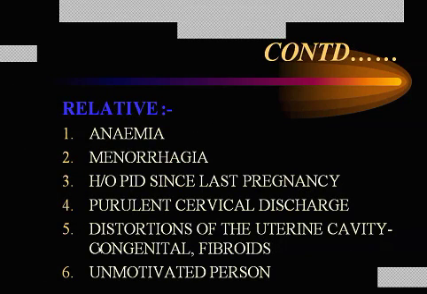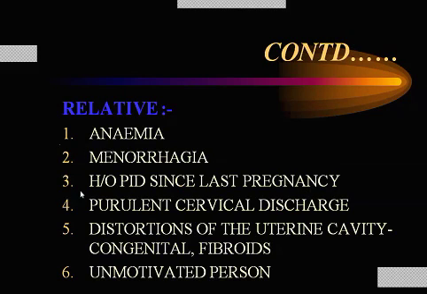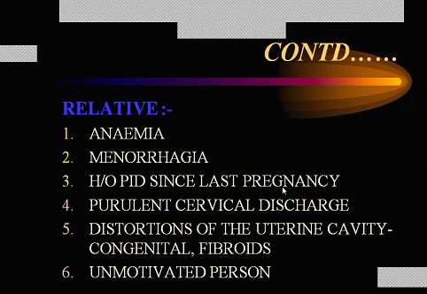Some relative contraindications are also there for its use. Anemia. What happens if you insert a device in a woman who is anemic? Sometimes the side effect is menorrhagia, so that leads to further anemia in the woman. So anemia is a relative contraindication, and menorrhagia, history of pelvic inflammatory disease since last pregnancy, purulent cervical discharge, any distortions of the uterine cavity or tumors or congenital malformations of the uterine cavity are also relative contraindications. And an unmotivated person. You cannot insert if the person is not motivated.